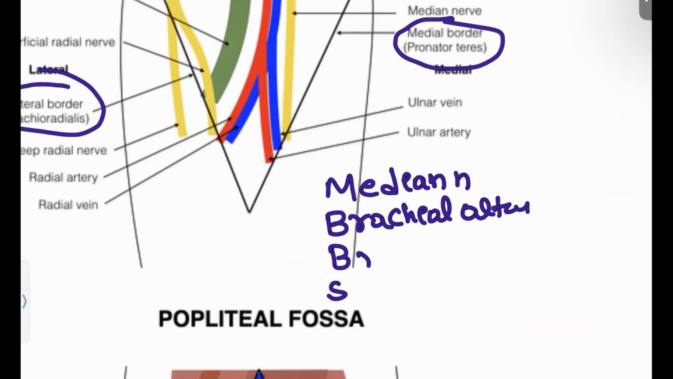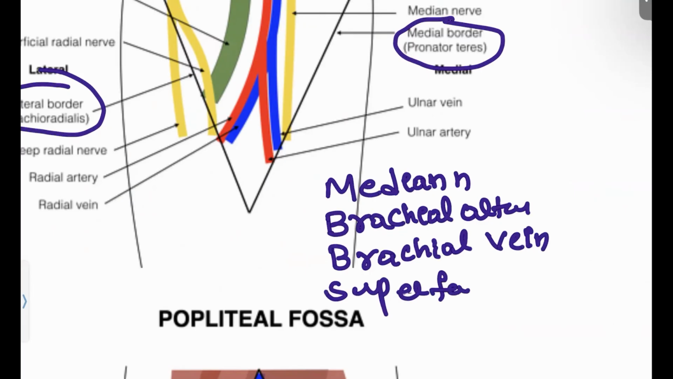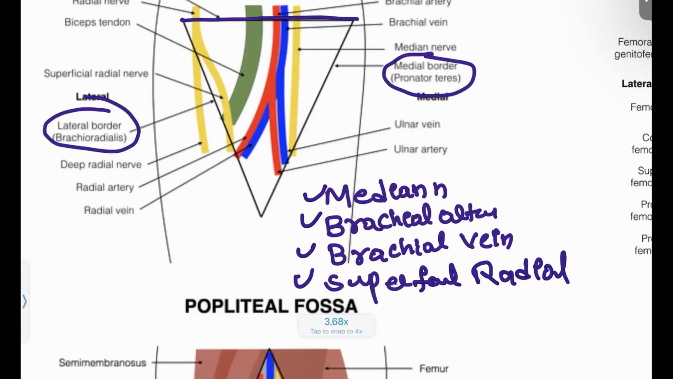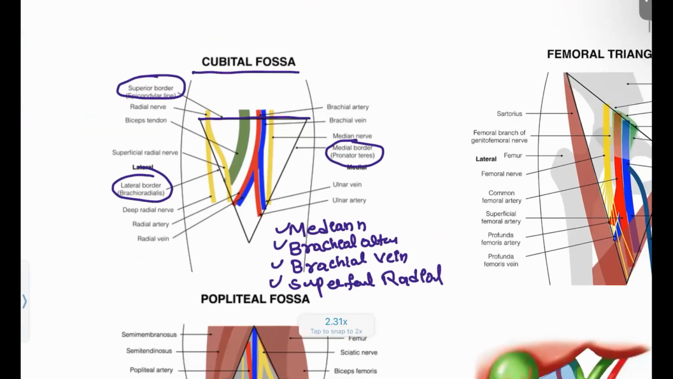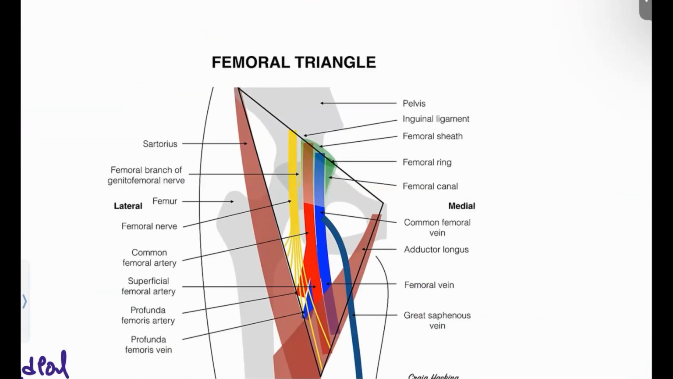brachial vein, superficial radial nerve. Okay, these four are the main contents of your cubital fossa, right? One thing completed. And the next one is your femoral triangle.